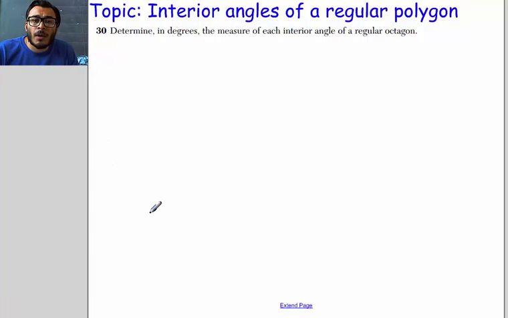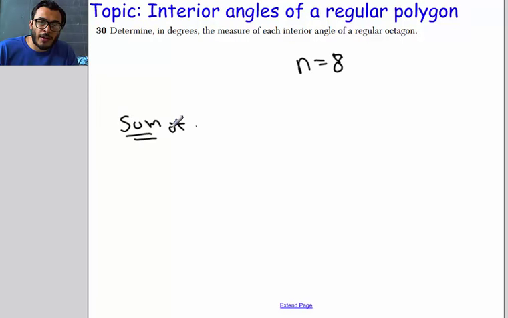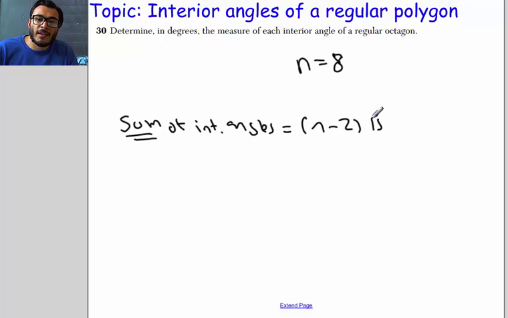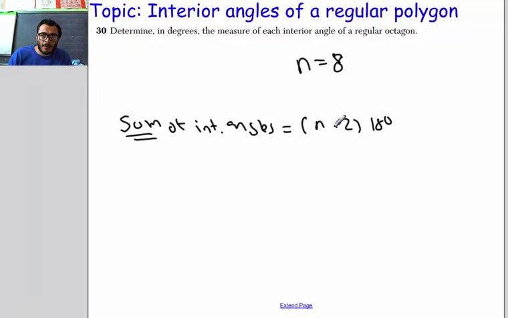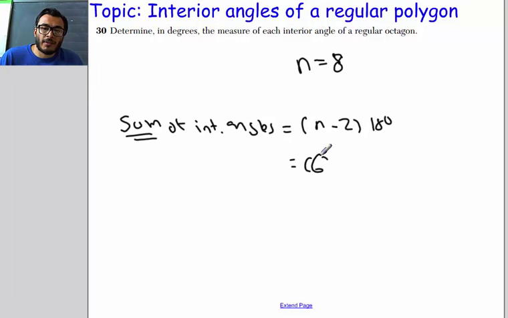Number 29. It says determine in degrees the measure of each interior angle of a regular octagon. So n equals 8. If you want the sum of the interior angles, keyword, the sum of interior angles is equal to n minus 2 times 180. That's an n, pardon my sloppy handwriting. So that's n minus 2 times 180. When we substitute, we get 6 times 180, which is going to be 1080.